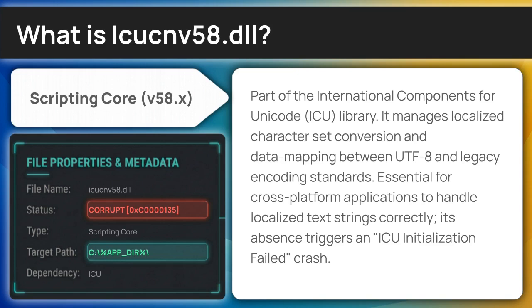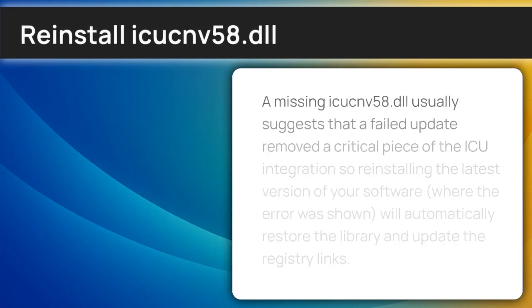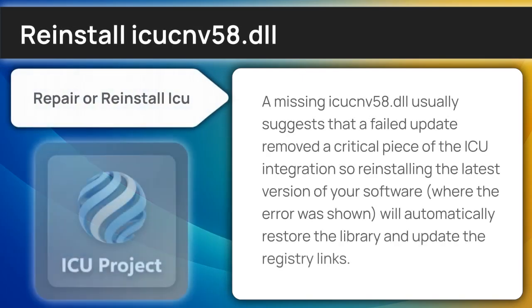Now let's dive into the solution, starting with a standard reinstallation. A missing icucnv58 library DLL usually suggests that a failed update removed a critical piece of the ICU integration, so reinstalling the latest version of your software, where the error was shown, will automatically restore the library and update the registry links.